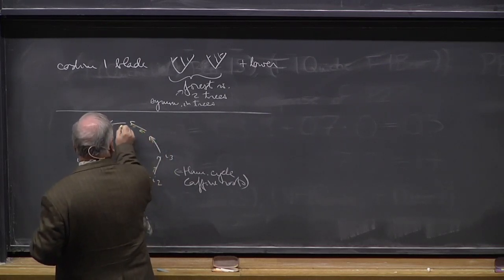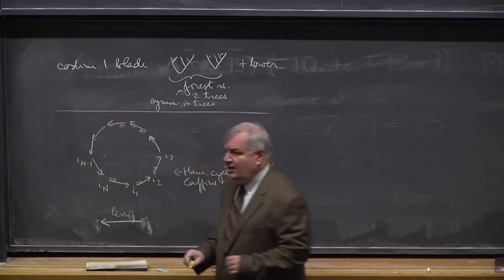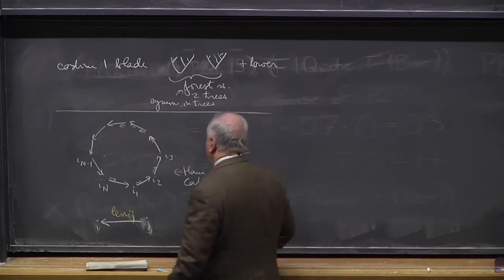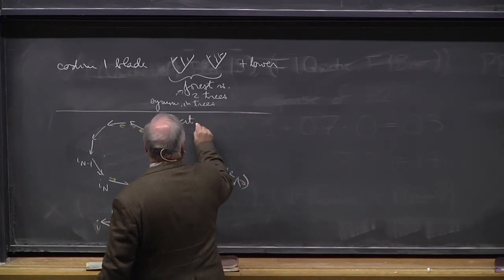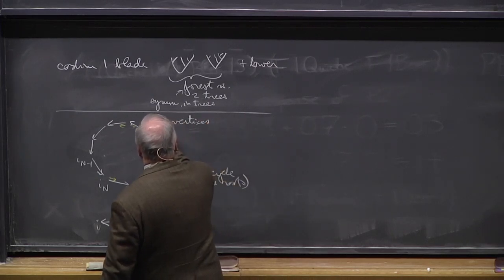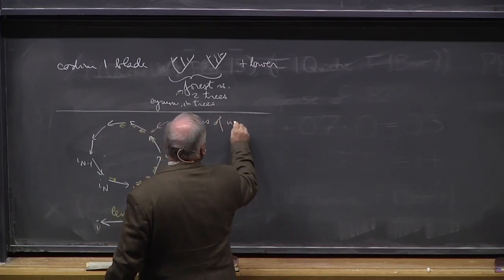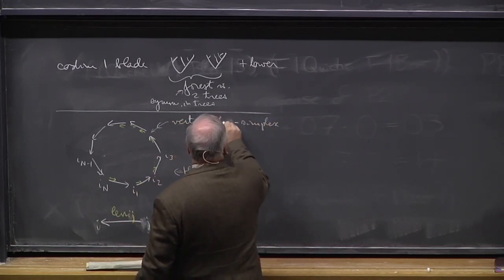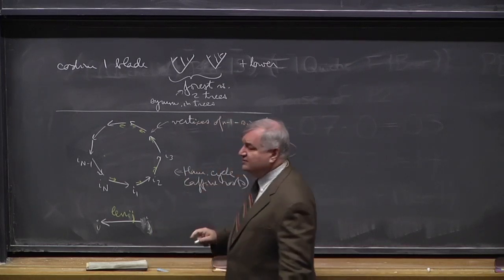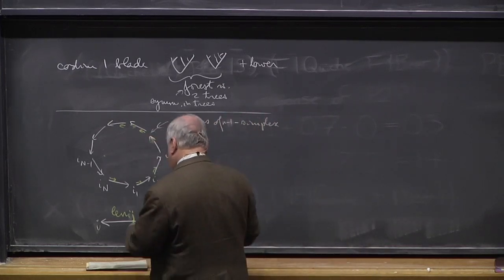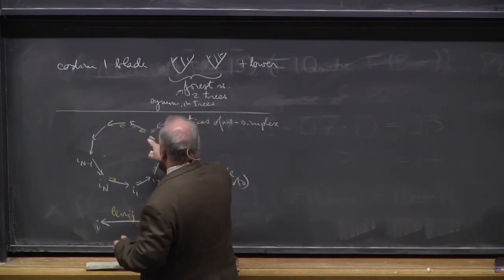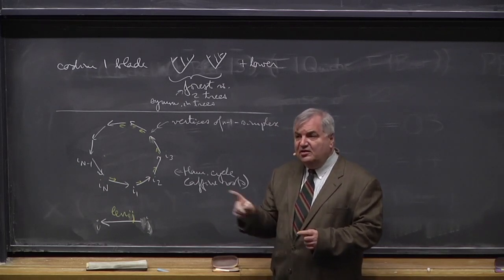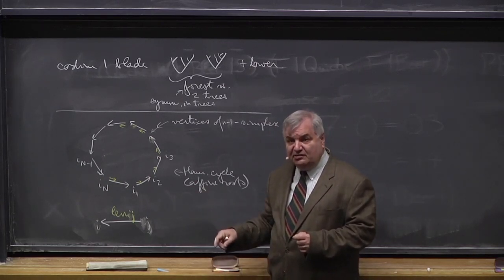Excuse me, the base here. And these are the vertices of the n minus one dimensional simplex. This yellow should be right here. So these are vertices, and so we have some edges which are not part of the Hamiltonian cycle, yes?